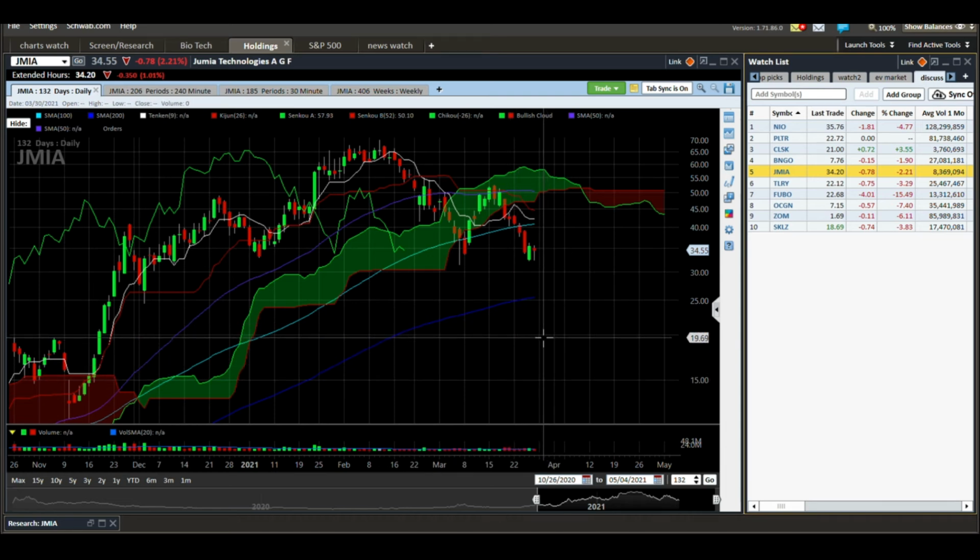JMIA, we're bearish. We've fallen below the cloud. Fell below here, got back up, retested the top, and failed. Now we've got all these downtrending indicators. We've got our Kijun-sen, Tenkan-sen, fallen below the 100.